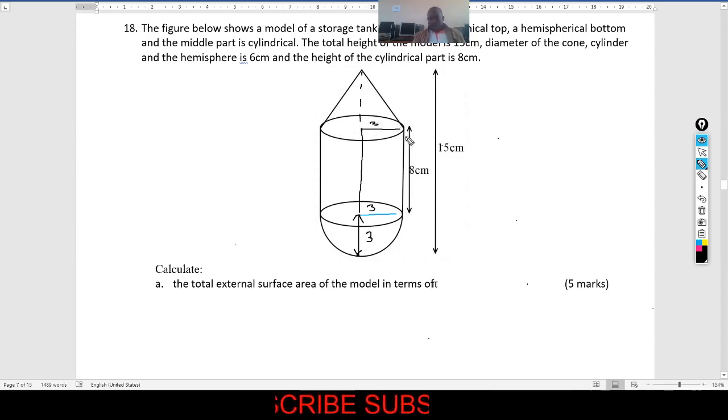But we can use the linear scale factor. Now we need to remember the similarity and enlargement. Or I can use the Pythagoras theorem. So if I have 3 here, you have the slant height. But I have this from here to here, 15. So 15 minus 11, so from here to here, it is 15 minus 11, which gives you 4. So I have 4, I can easily find the slant height here.